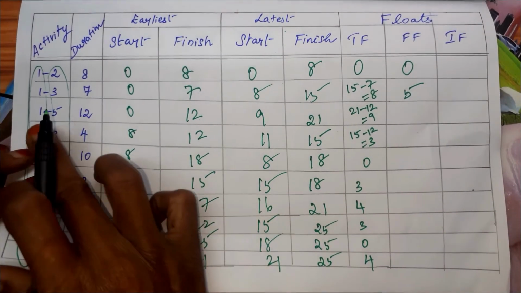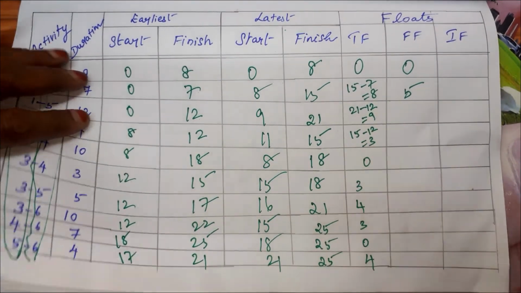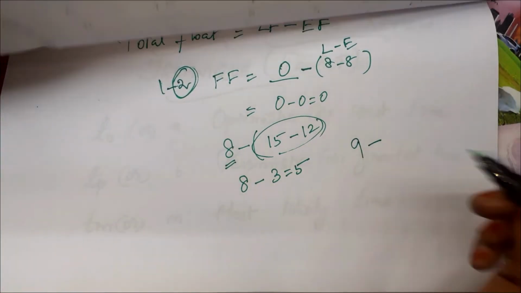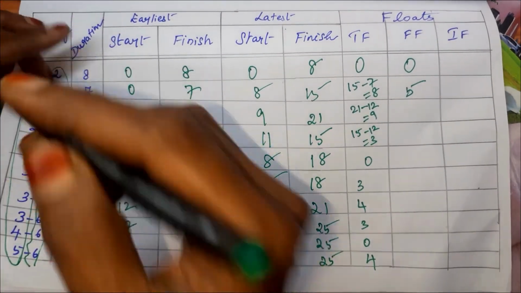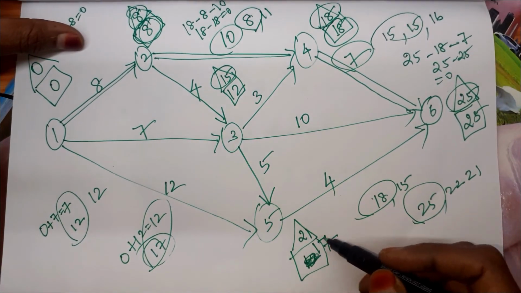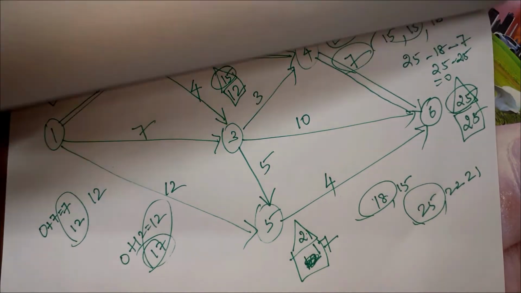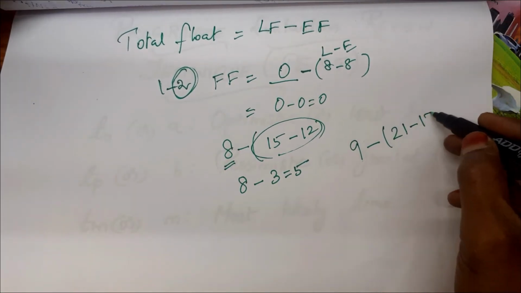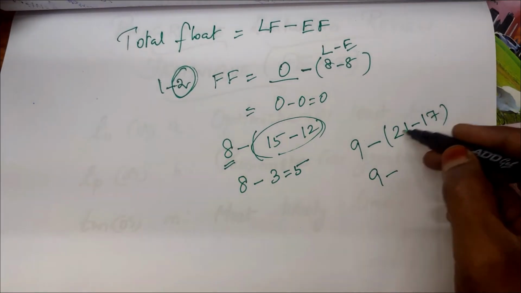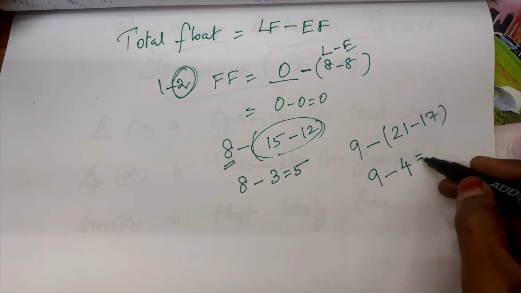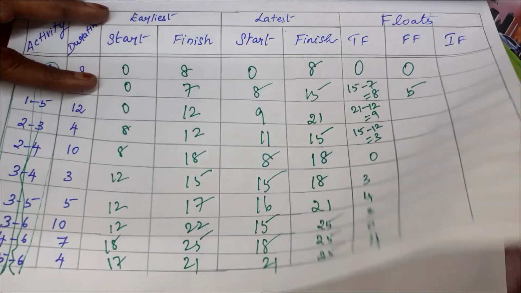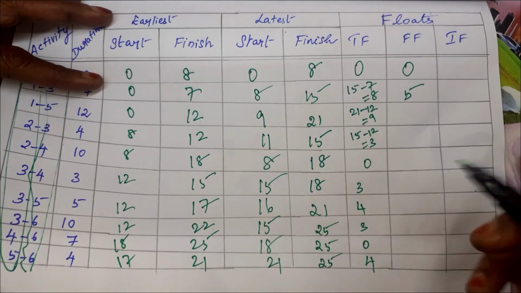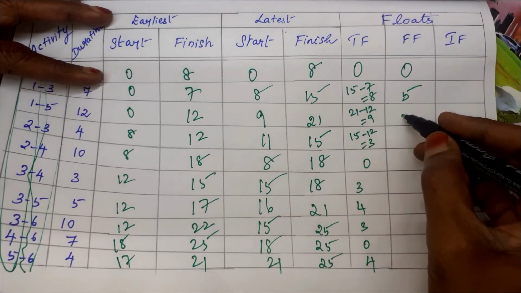Now come to the next activity 1, 5. For 1, 5, the total float what we have is 9. Minus 1, 5 means this 5 we have to see. For 5 we have 21 minus 17. So 9 minus, 21 minus 17 is 4. 9 minus 4, it is 5. So for this calculation, we are taking the total float table value as well as the diagram value. Is it clear? So it is 5.